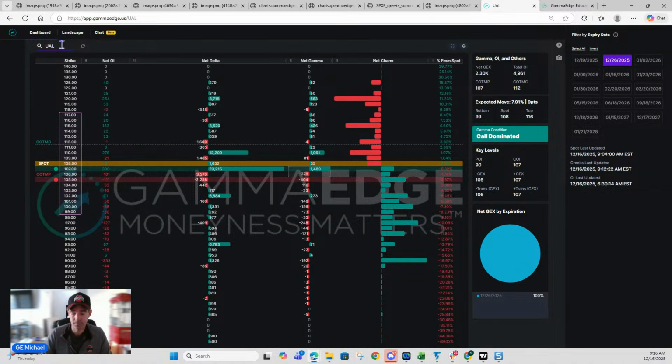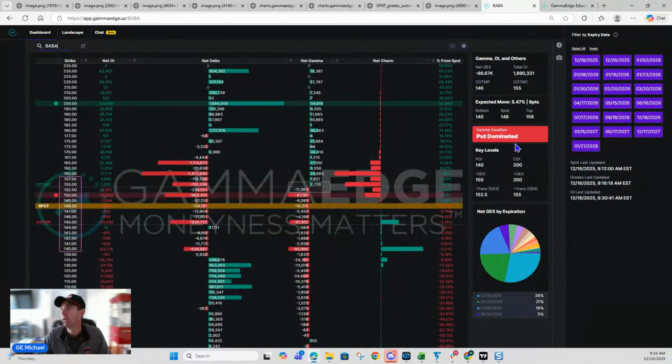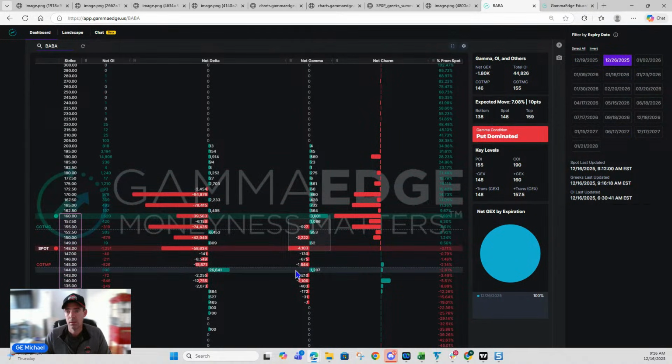Chuck. BABA. Check out BABA. Put dominated for all expiries. We see transition area here and spot price below transition, so it's a little bit weaker. You do see PGEX up here at 200, NGEX at 150 though, spot price below that and below transition, so fairly weak and put dominated. This expiry, put dominated, below transition, so fairly weak on BABA. And then 26th, see here, put dominated also for next expiry, transition area. So yeah, just overall weak for BABA.